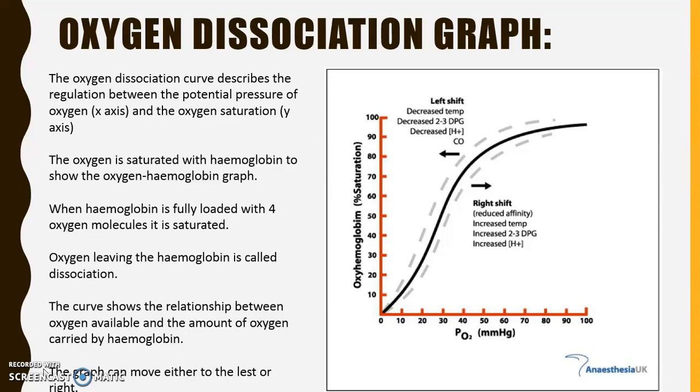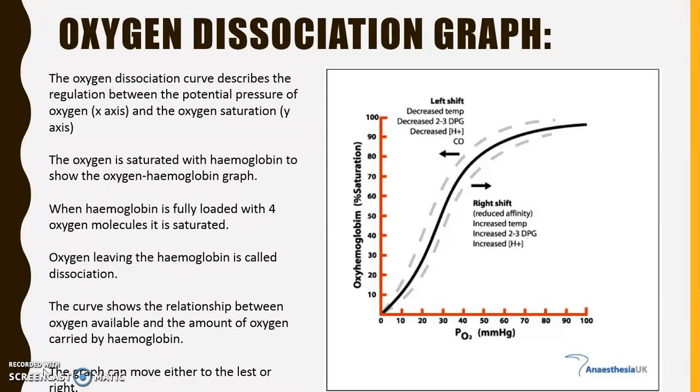The oxygen dissociation graph. The graph curve describes the relationship between the partial pressure of oxygen and the oxygen saturation. So the pressure is on the x-axis and the saturation is on the y-axis. The oxygen is saturated with hemoglobin to show the oxyhemoglobin graph. When hemoglobin is fully loaded with 4 oxygen molecules, it's saturated. Oxygen leaving hemoglobin is dissociation.